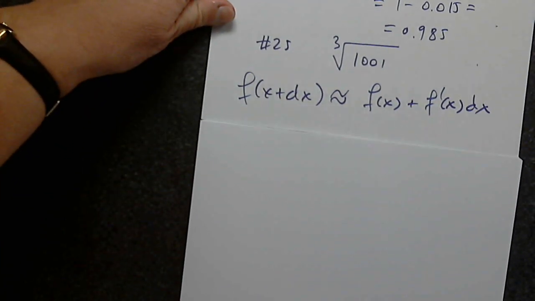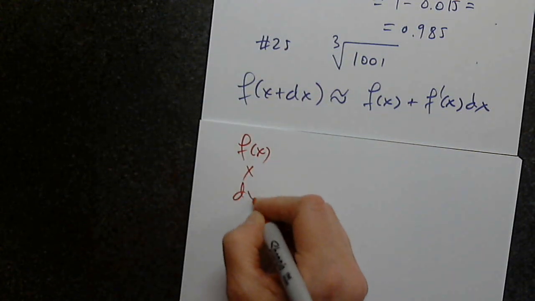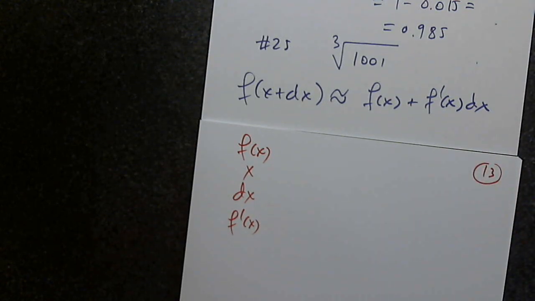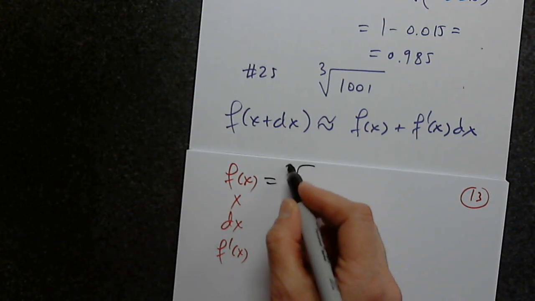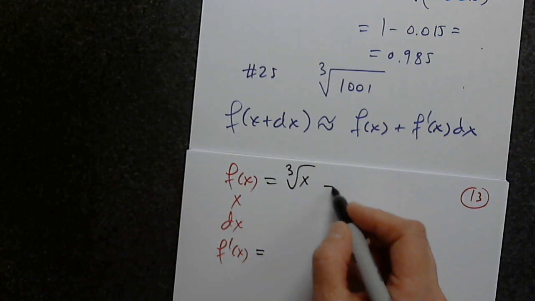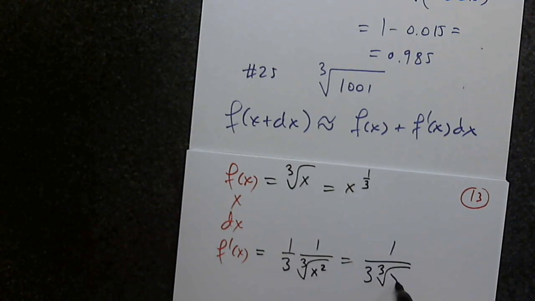I need you to come up with a function. I need you to come up with x, dx, and then eventually f prime of x. Yes, of course. And what is the derivative then? Remember, this is x to the 1/3. So the derivative is 1/3 x to negative 2/3, which is 1 over the cube root of x squared. So this is 1 over 3 times the cube root of x squared.